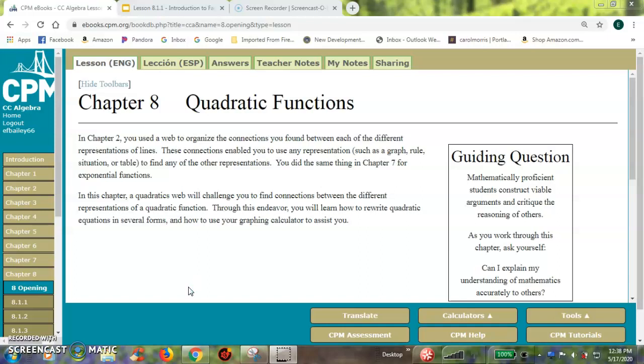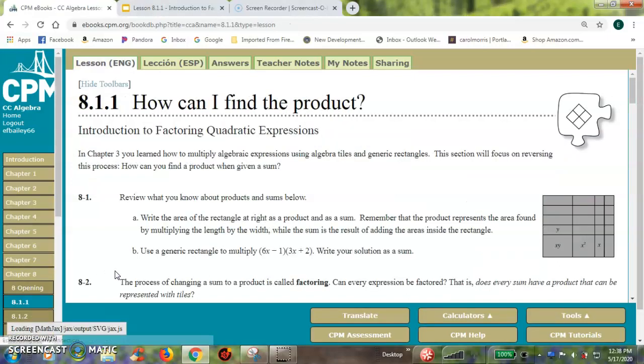As you can see from this opening slide, we're starting chapter 8 in the CPM book this week, and it's all about quadratic functions. So basically, we're going to be ending the year with quadratic functions and exponential functions. So you could look at this as the beginning of the end here. All right. For today, we're going to focus on section 8.1.1, which is an introduction to factoring quadratic expressions.